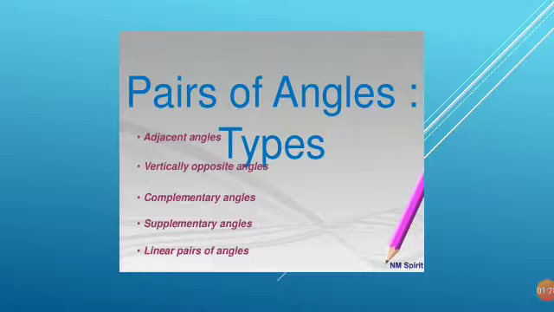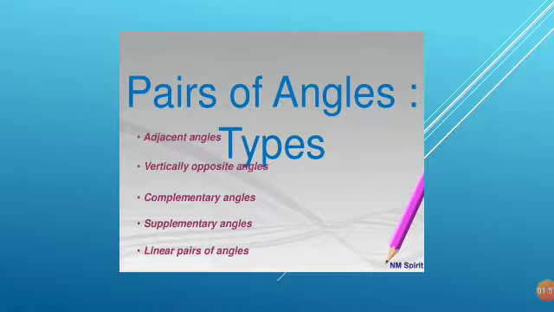So, to recap, the first one is the acute angle, which is less than 90 degrees. An obtuse angle lies between 90 and 180 degrees. A right angle is exactly 90 degrees. Next, a straight angle is a line that is exactly 180 degrees. A reflex angle lies between 180 and 360 degrees.